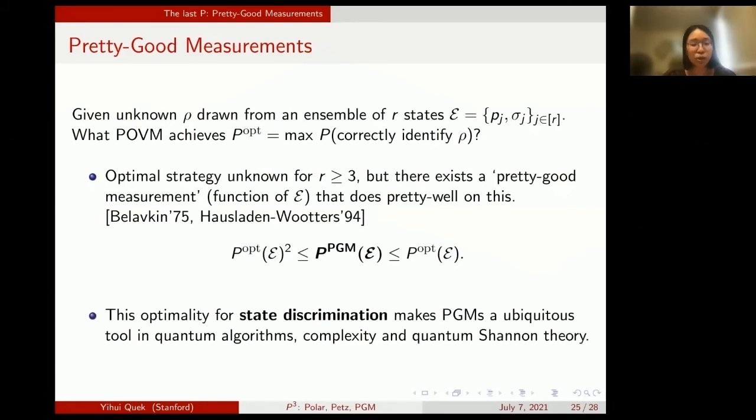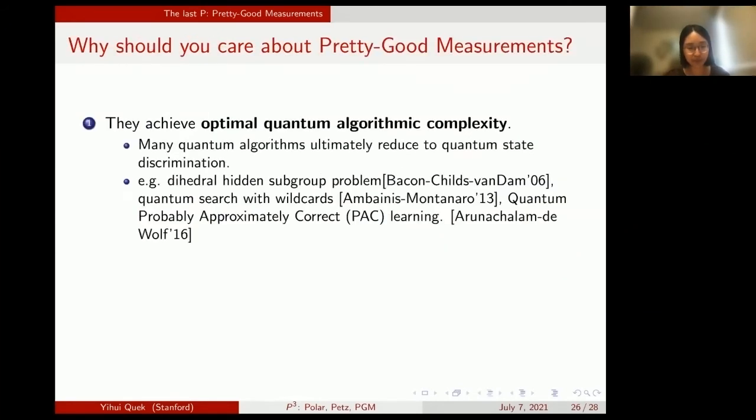And because of this almost optimality for this state discrimination problem, it makes pretty good measurements a ubiquitous tool, especially in proving lower bounds in quantum algorithms. Because there are many algorithms for which they basically just transform the problem into a state discrimination problem. So if you have a lower bound for state discrimination, you have a lower bound for the complexity of this problem. And some examples of this are the dihedral hidden subgroup problem, quantum search with wildcards, and quantum PAC learning.